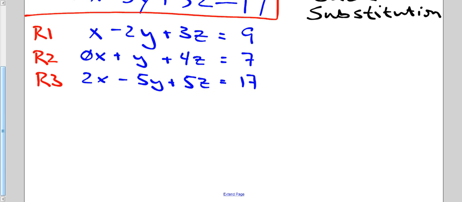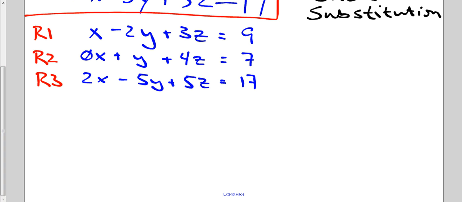No spoilers. Okay, now I'm going to do the same thing again, but I'm going to do it to get rid of this guy. So how would I get rid of that guy? Subtract 2x. How am I going to get 2x? Multiply by -2. So multiply what by -2? Row 1? Yeah.